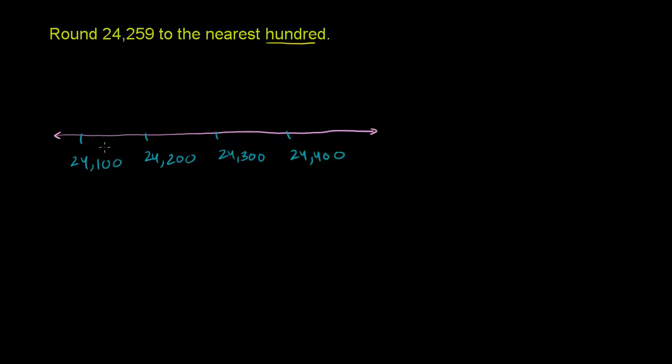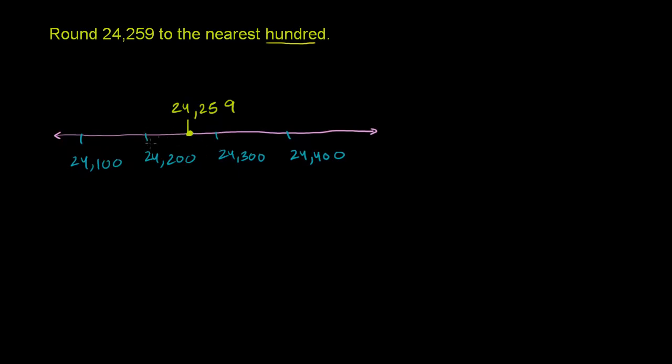Now, on this number line, where is 24,259? If we look at the number line, it's more than 24,200, and it's less than 24,300. And it's 259. So 59, if this distance right here is 100, is right about there. So that is where our number is. When someone asks you to round to the nearest hundred, they're literally saying round to one of these increments of 100, whichever it is closest to.